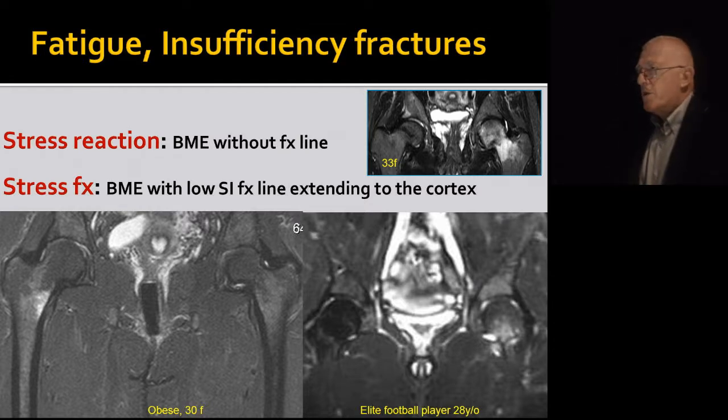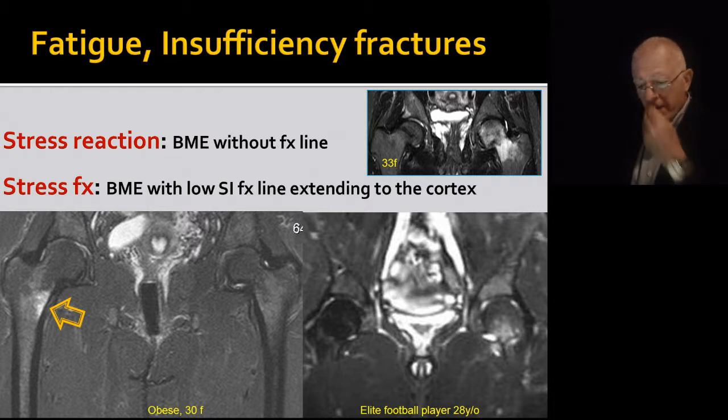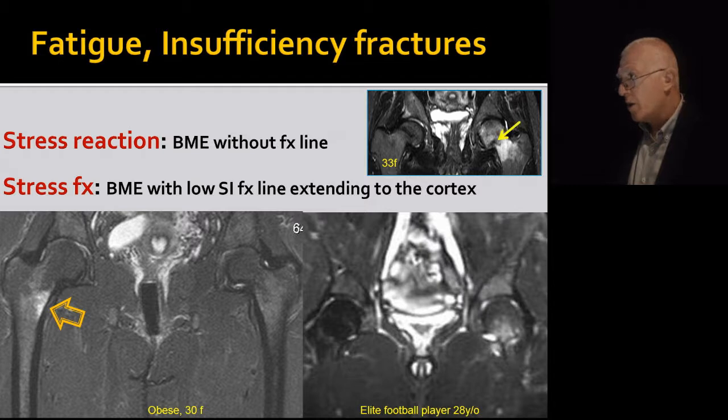Moving on to the injuries now, we have the fatigue and the insufficiency fractures. The stress reaction represents the earliest phase of stress injuries. It's shown as an area of bone marrow edema without the presence of any fracture line. Stress fractures or insufficiency fractures occur when we see this low signal intensity line extending up to the cortex and surrounded by bone marrow edema.